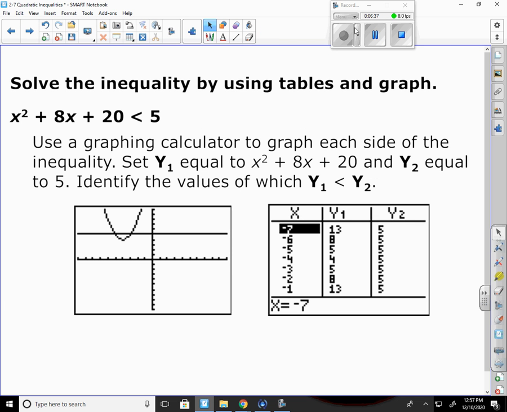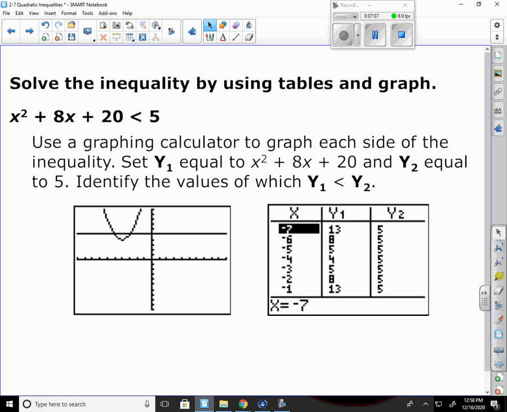Solve the inequality by using tables and graphs. Here we have x squared plus 8x plus 20 is less than 5. So we want to use a graphing calculator to graph each side of the inequality. Set y1 equal to x squared plus 8x plus 20 and y2 equal to 5. Then in this case now, because it's a less than sign, we want to find all the values where the first one is below the second one.